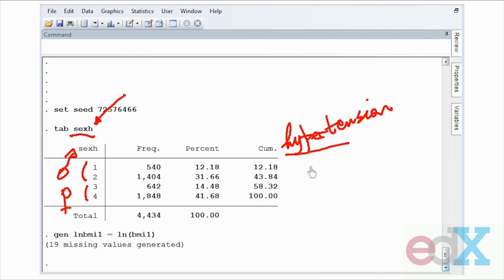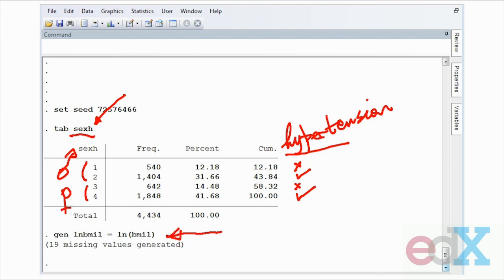And so the first group is going to be men without hypertension. The second, so when 6H equals 2, is men with hypertension. Then women without hypertension, and then women with hypertension. And what we'd like to do is find out whether there is a difference between these 4 groups. With respect to what? Well, I've defined a new variable, which is the logarithm of BMI.